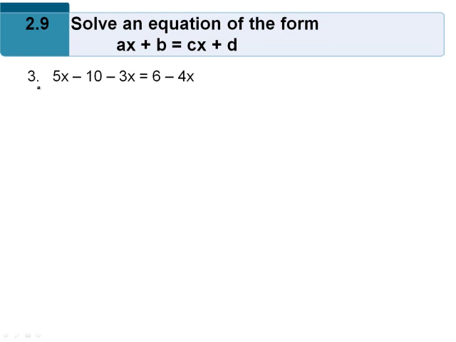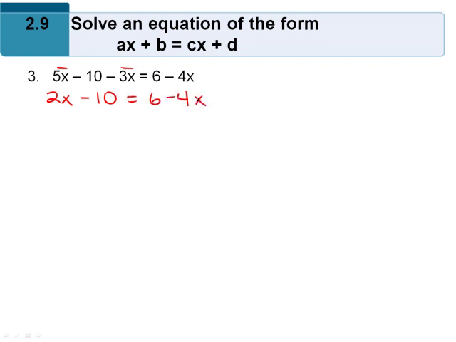Well, look at just the left-hand side of the equal sign. You've got two like terms there, the 5x and the 3x, and it's 5x minus 3x. That minus sign goes with the 3x. So 5 minus 3 is 2x. That's your first step, is to combine those like terms. Minus 10 equals 6 minus 4x.